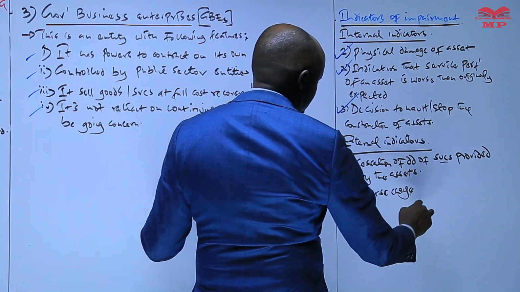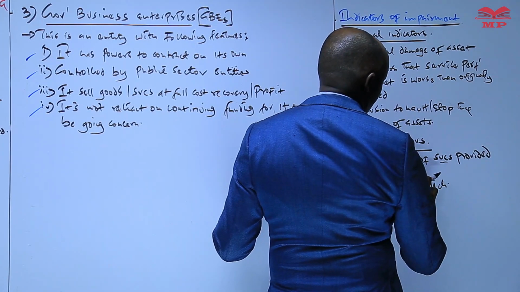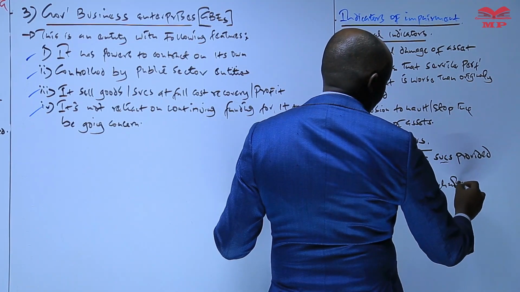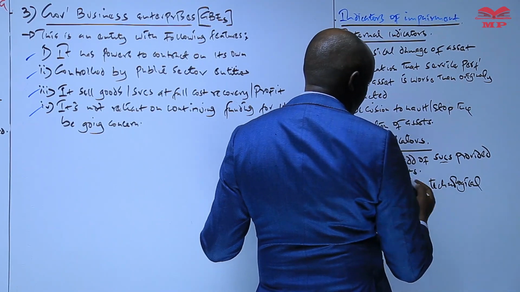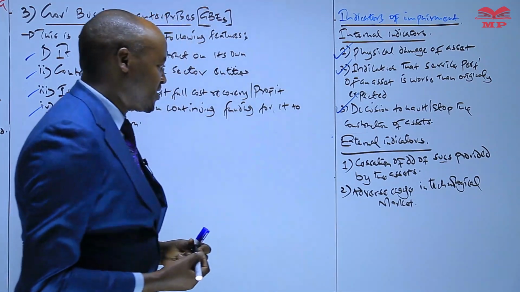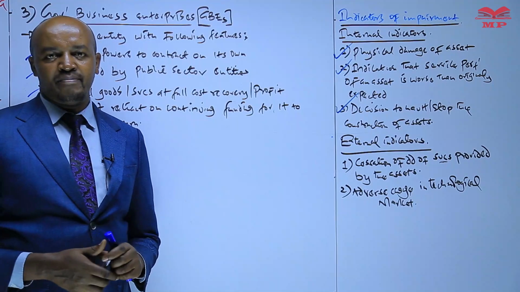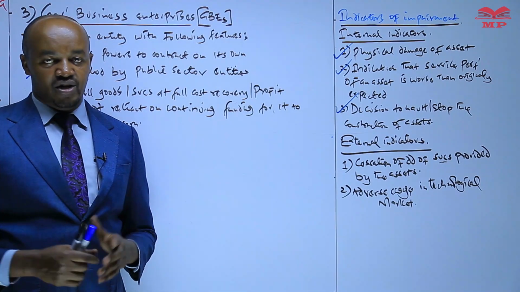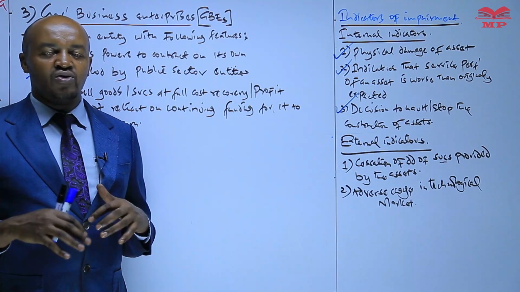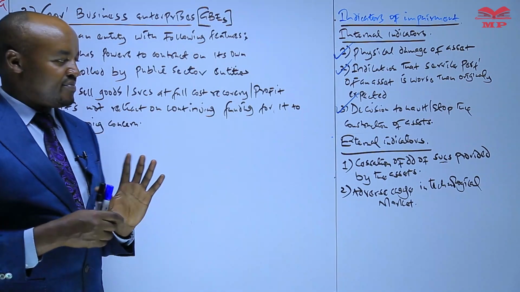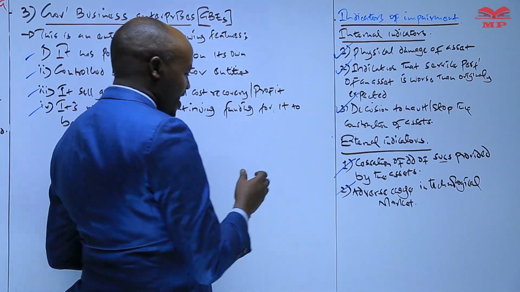Number two is where we have adverse changes in the technological market, or maybe the technological environment. For example, if a public sector entity owns an asset like a machine, and there is a more advanced machine in the market due to advancement in technology, that is another factor which indicates that the machine currently owned by the public sector entity could be impaired. So these are some of the external factors which indicate that the asset could be impaired.